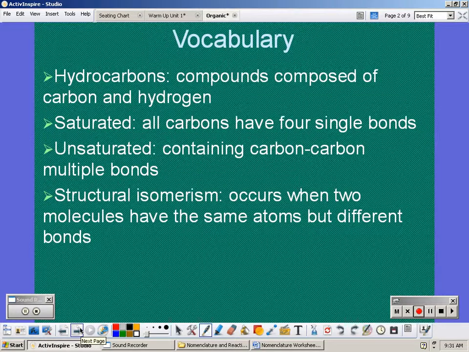Some vocabulary: hydrocarbons are the compounds composed of carbon and hydrogen. If it's a saturated hydrocarbon, then all the carbons have 4 single bonds. So carbon, having 4 valence electrons, needs 4 more to make the complete octet. So carbon will always have 4 bonds. If they're all single, then they're saturated. Unsaturated means that you could have a multiple bond, so you could have a double bond or a triple bond. A structural isomer just means that you have the same atoms, but they're arranged differently.